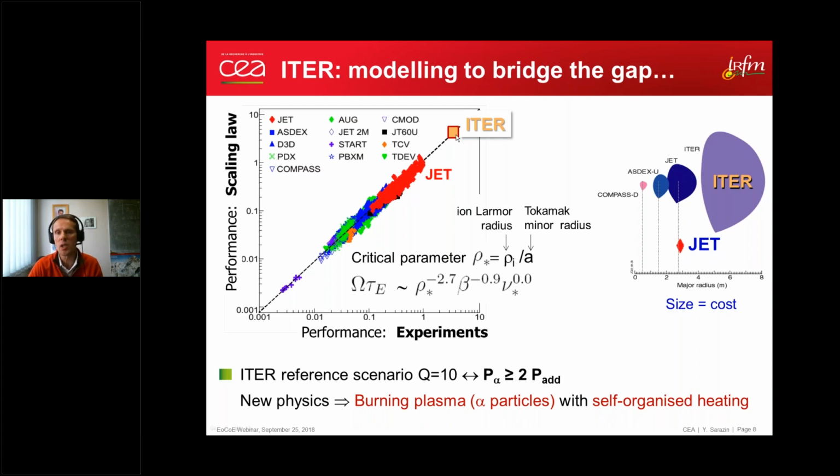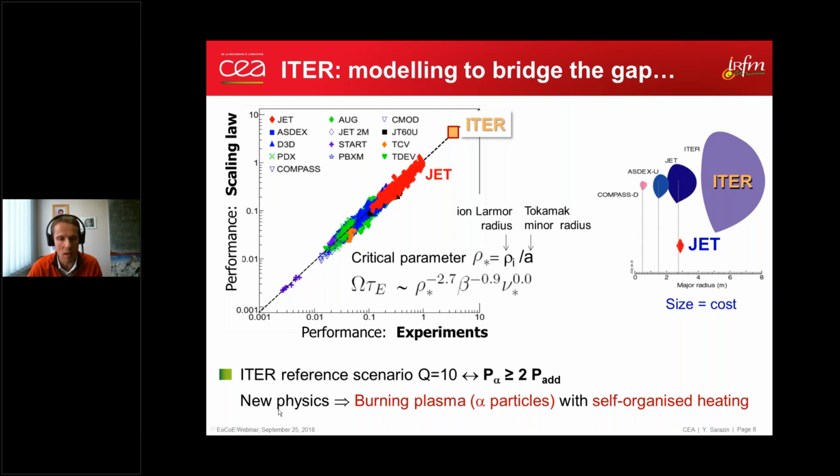So actually ITER was designed on this scaling laws, and this is the reason why you need to have a large machine to increase the energy confinement time, because by constructing a large machine like ITER, the minor radius is large, and then you reduce rho star. By reducing rho star, you increase a lot the energy confinement time. You need modeling, not only relying on those experimental scaling laws, because there might be new physics in ITER.